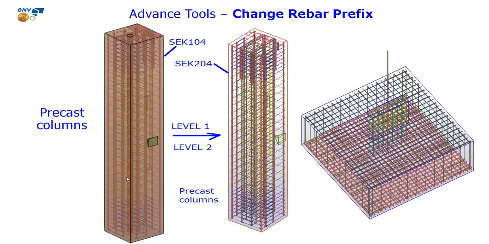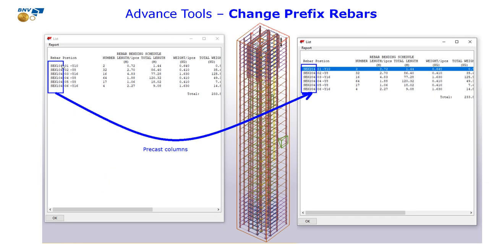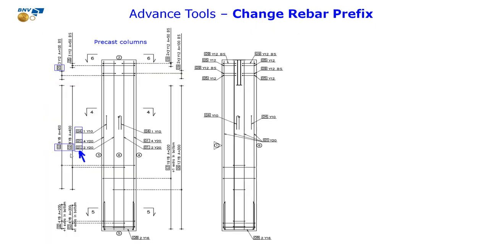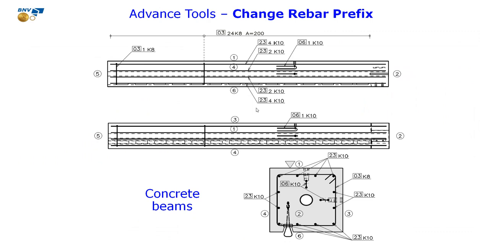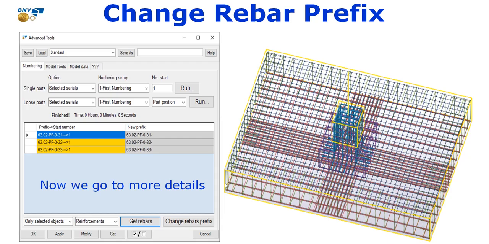For precast columns or concrete columns, you can change rebar from level 1 to level 2, keep all the position numbers and change the position number. The drawing shows the same bar mark for all similar rebar. For precast or concrete beams, you change from level 1 to level 2 with a similar rule that makes your drawing more professional. Now we go into more detail to understand how we do it.